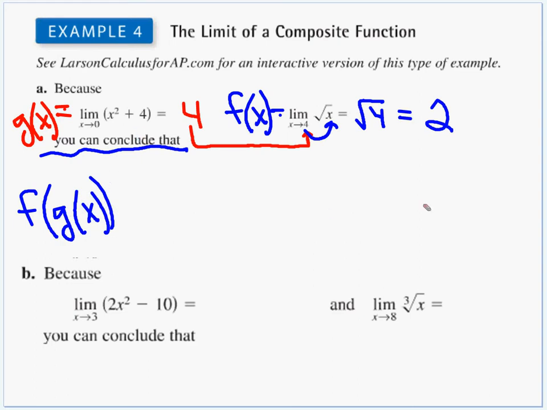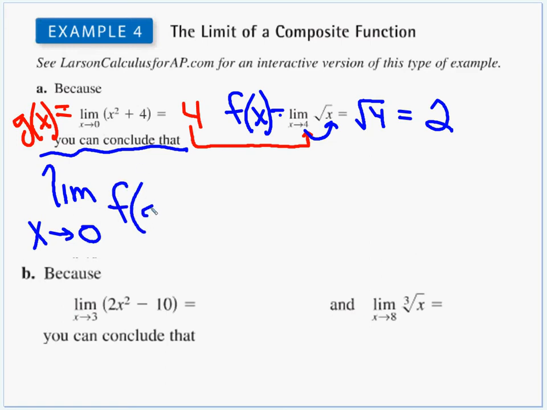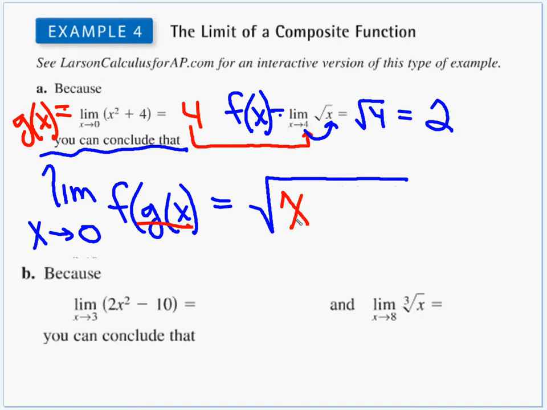Let me back that up. We should have limit notation. The limit as x approaches 0, that's the first number we approached, of f of g of x, there's our composite. So f is the outer function. The outer function f was the rooting function. And underneath that, the inner function is g. So that's the x squared plus 4.